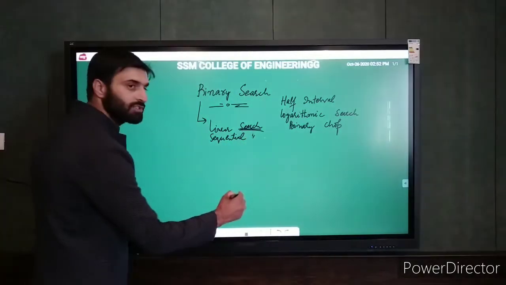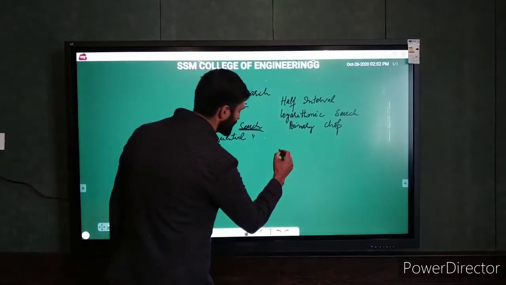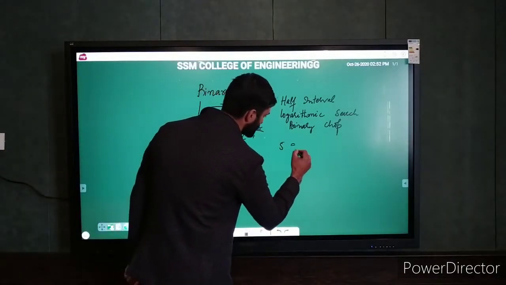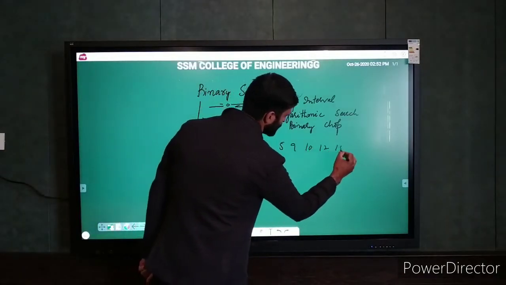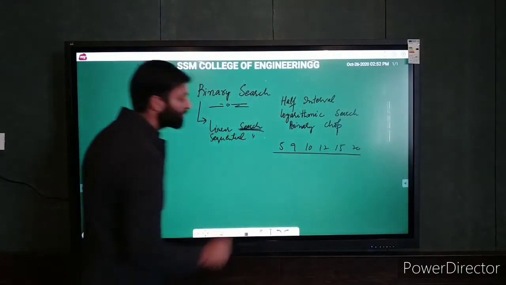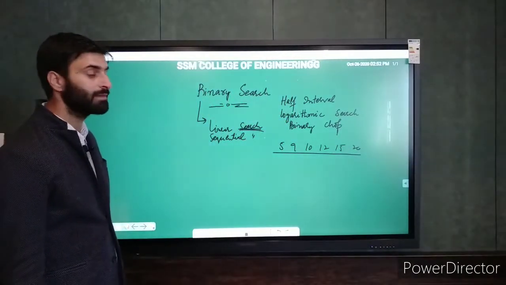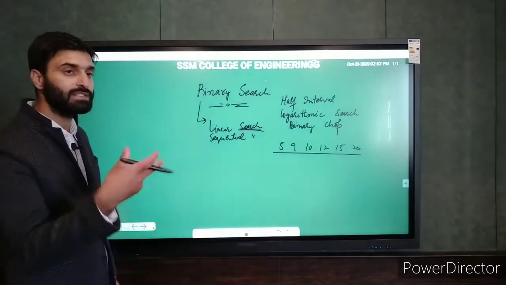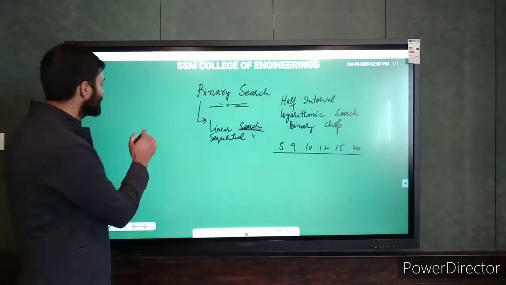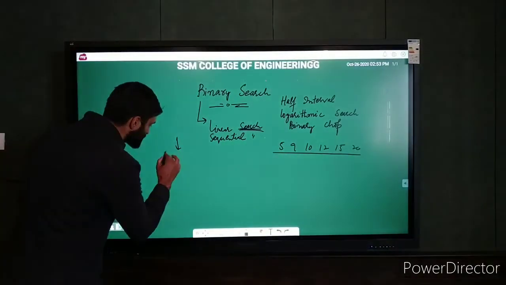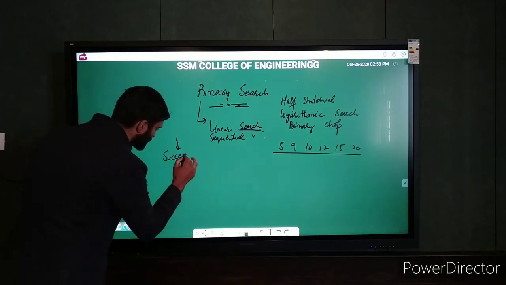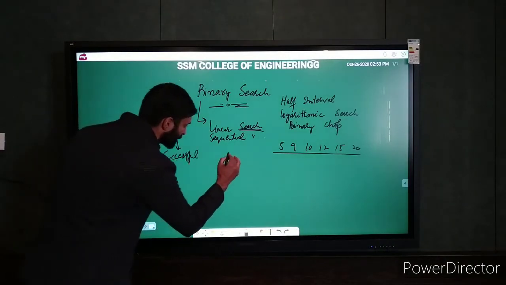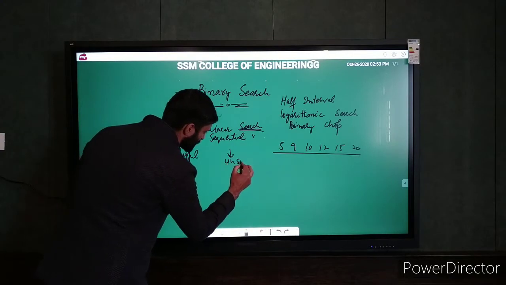Let us suppose we are given a list of elements or an array of elements. This is an array of elements and we have to find an element in this array, whether that element is present in this array or not. We call that as the search is successful, or it can be unsuccessful.